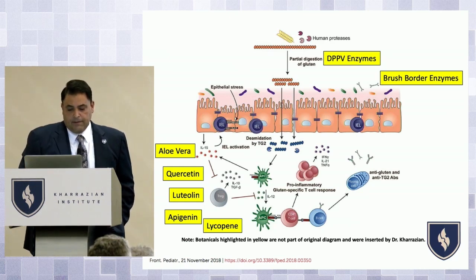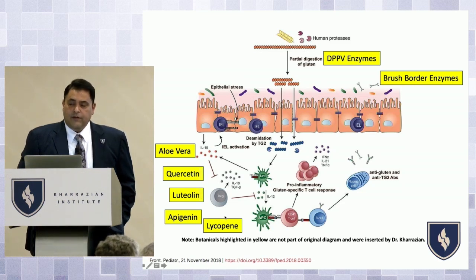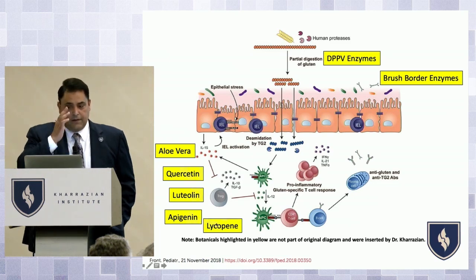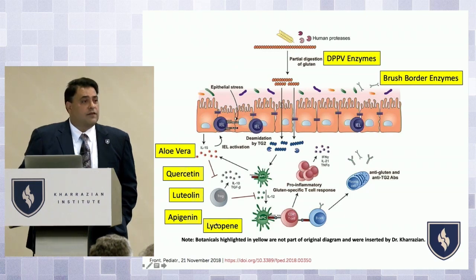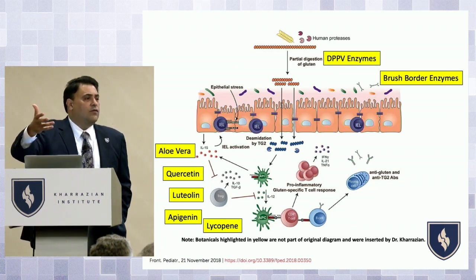And then if you look at the response with gliadin, you see this interleukin 15 response. You guys see this down here, IL-15? Well, in studies where they looked at T-cell responses from gluten exposure, the things that have been found to dampen it are aloe vera, quercetin, luteolin, apigenin, and lycopene. So in my practice, when I find people that have gluten sensitivity or celiac disease, I give them a product that has these things all in it. But the point is, they use it for accidental exposures.